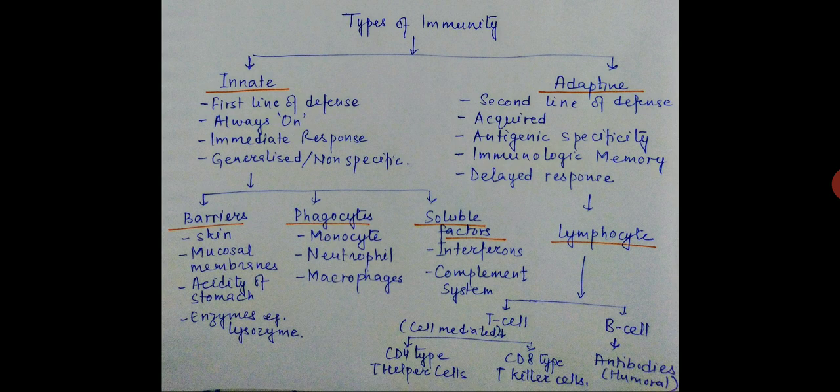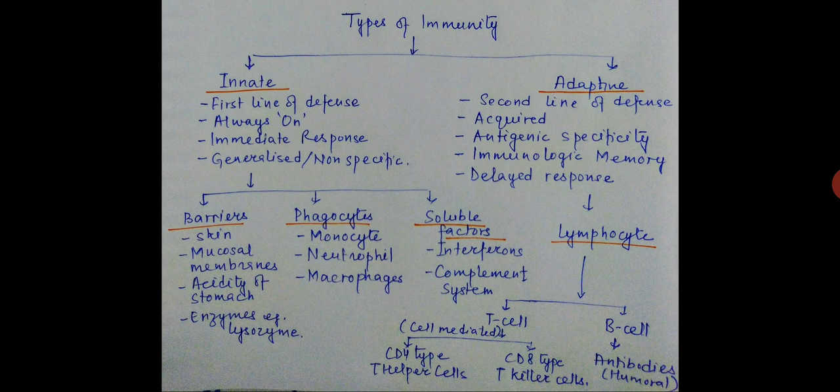Second form of immunity is adaptive immunity, also known as acquired immunity. As the name suggests, it develops only in response to the infection. Therefore, it has a delayed response, unlike innate immunity, which is very rapid.